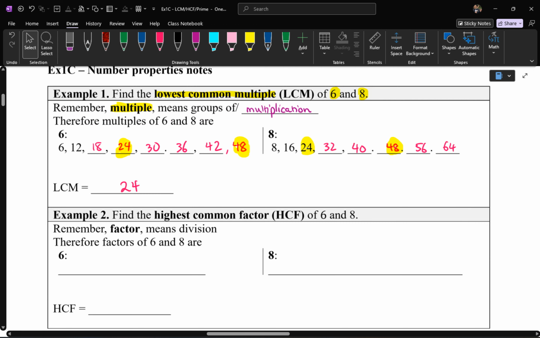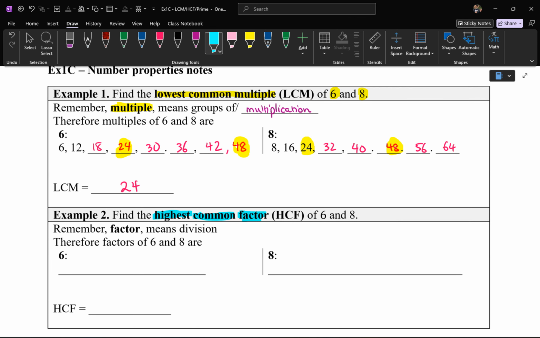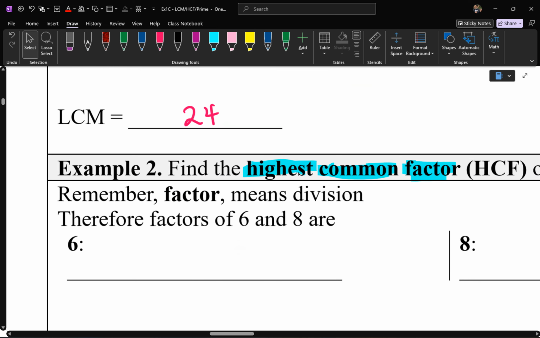Well, that's different now. HCF stands for highest common factor. Now, a factor is not a multiple. A factor is actually the opposite of a multiple, which is the division component. So what you ask yourself when you're saying, what is the factor of 6 and 8? What you're asking is, what numbers can I divide that fit well into 6 and 8? Now, let's think about the numbers. 6. What numbers, so this means division, what numbers can 6 divide with no remainders?